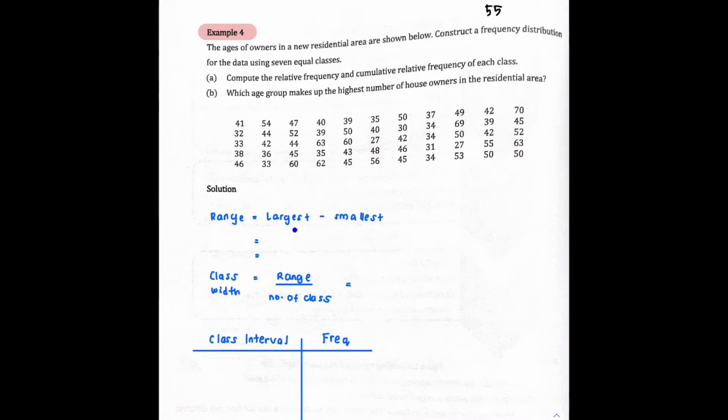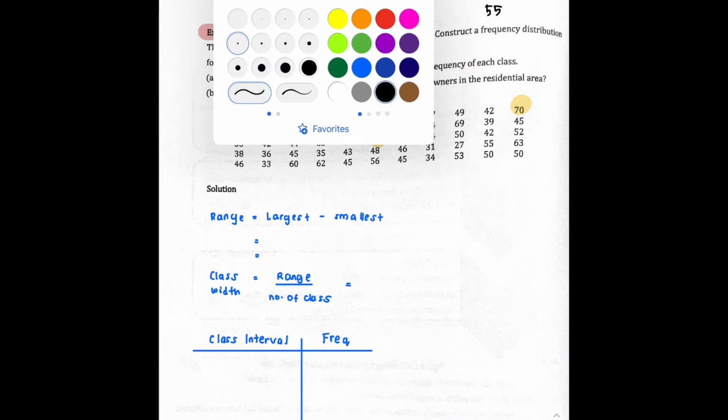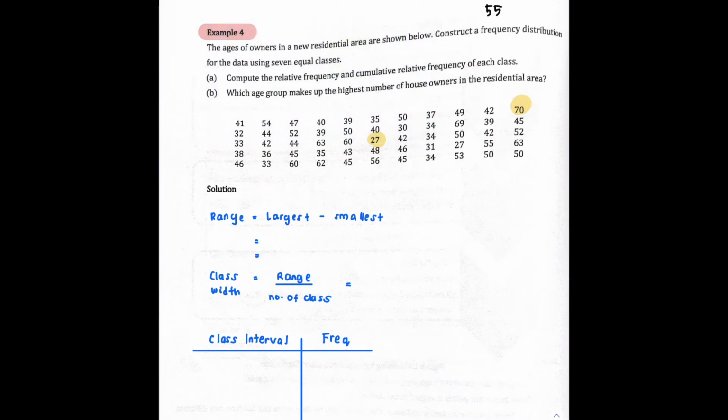which is the largest minus the smallest value. In this case, the largest is 70 and the smallest is 27. So just minus these two numbers. You have 70 minus 27, which is equal to 43. Okay? And then second, you have to find the class width, which is range over number of classes.